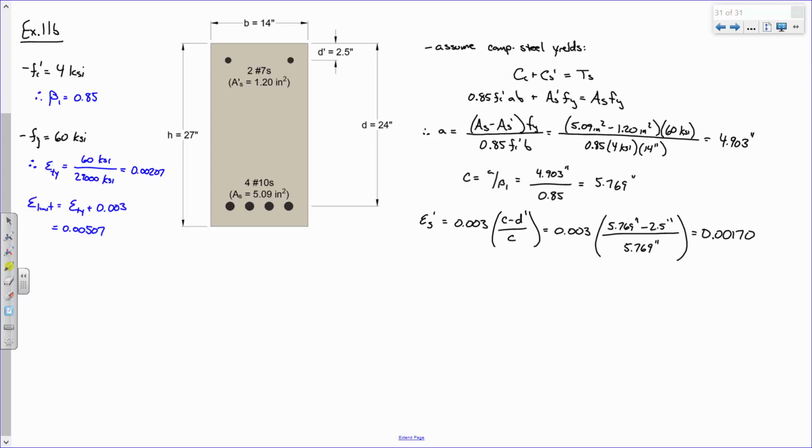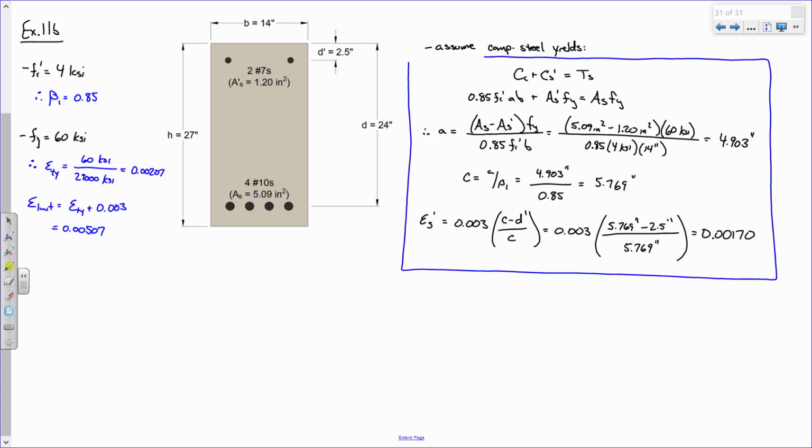Now, what that means is this. I want everybody to be crystal clear as to what that means. What that means is that that assumption is wrong. Because that assumption is wrong, everything in this box is wrong. Okay? So, we're going to need to compute a whole new C. We're going to need to compute a whole new C sub C and C sub S. Everything in that box is wrong.